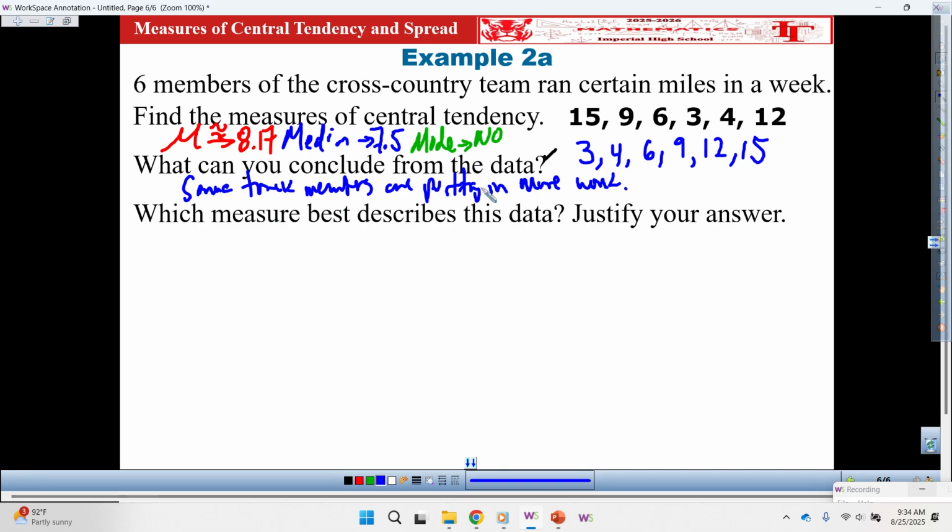Now, that is true, but let's look at the measures. Here are the measures. The mean, the median, and there's no mode. So mean and median. So look at the data, and the question is, which measure best describes this data? Look at these two numbers, and talk to the neighbor, let them know which one would you use to describe the entire team. Which one would you use? Talk it over. Let them know why.